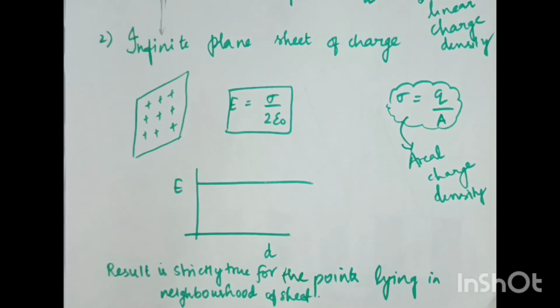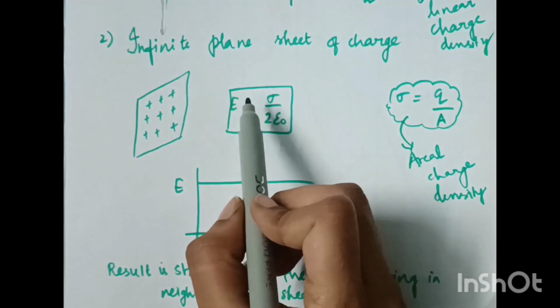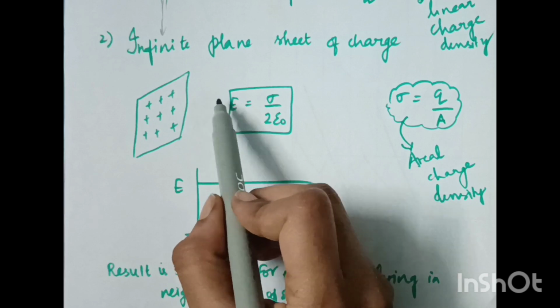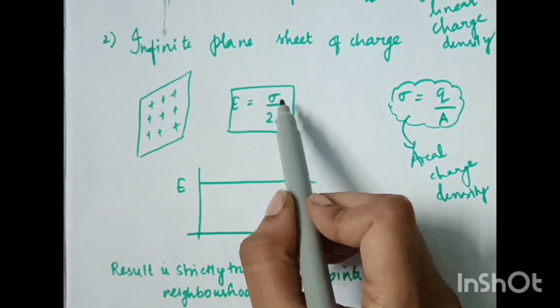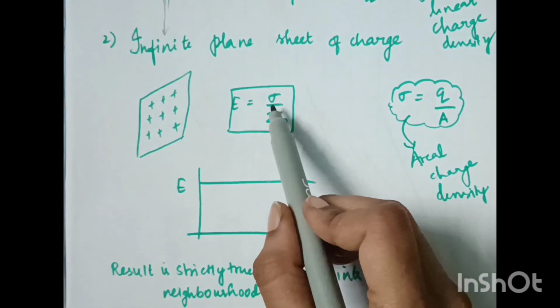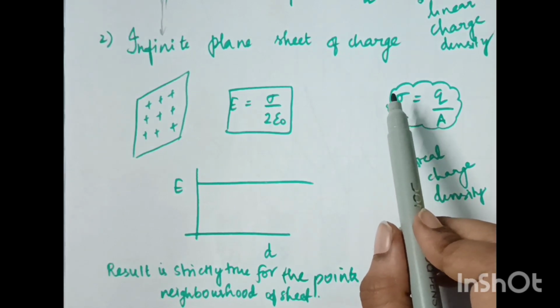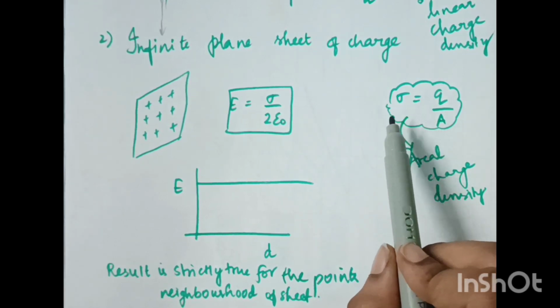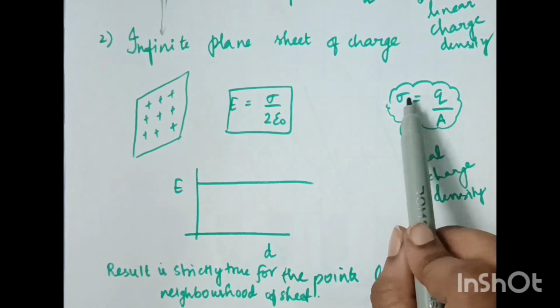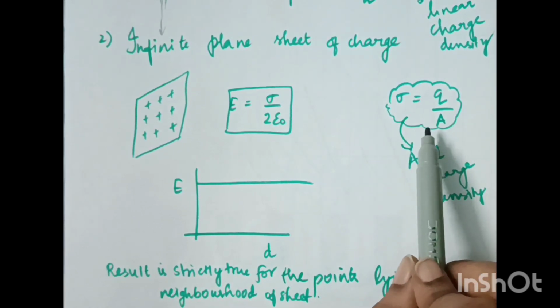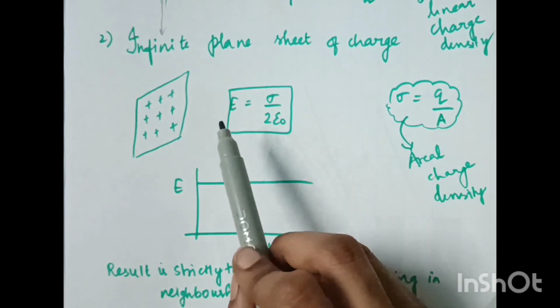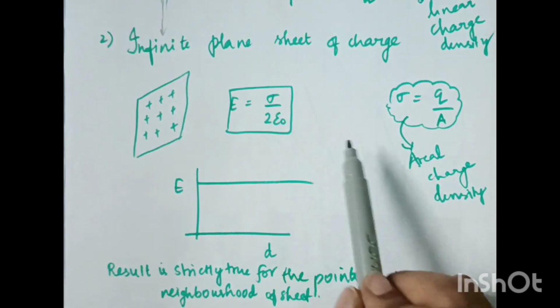Then what is the electric field at a certain point? It is E equals sigma by 2 epsilon naught. What is sigma here? It is areal charge density. We have used the term lambda for linear charge density and sigma for areal charge density. So that is Q by A, because we are finding areal charge density, so use area. So it is sigma by 2 epsilon naught.